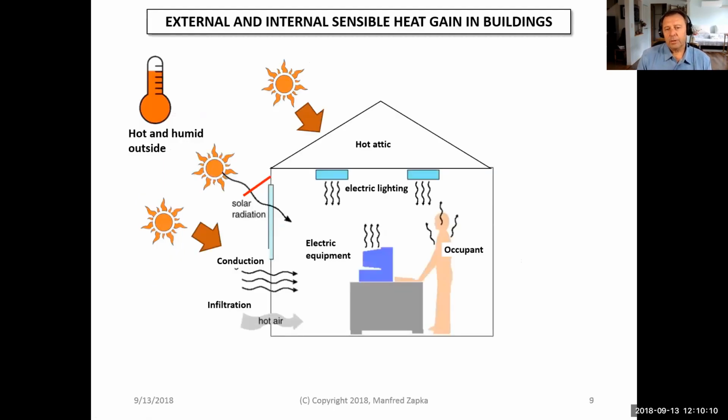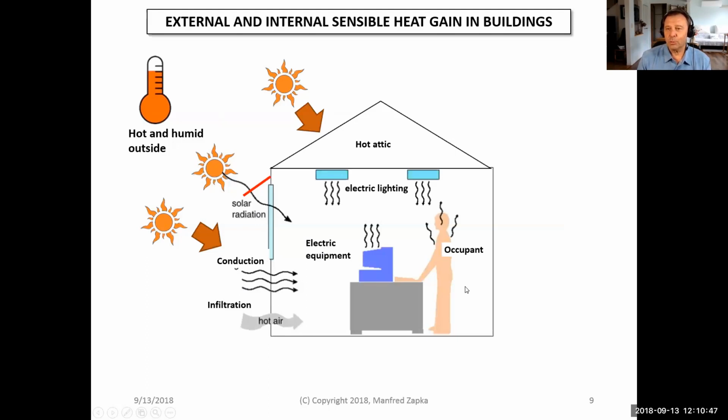If we look at the heat balance, you have hot and humid conditions outside. We have the solar gain on the roof, solar gain on the walls, and also solar gain through the windows. And we have conduction, when we have a hot outside envelope, so heat is going through the walls. And we have infiltration, where hot air is coming in through the cracks. These are external sources. Internal sources would be electric lighting, electric equipment, and even occupants.